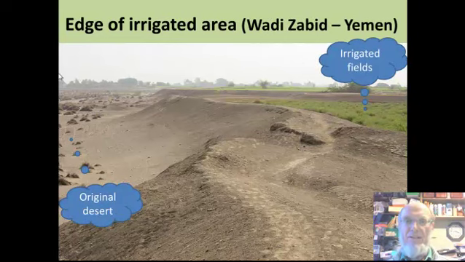This is Wadi Laba in Yemen. On the left we have the original desert. On the right we have the fields. And in between is what looks like an embankment if you're standing out in the desert, except you go up it and you discover fields at the top.